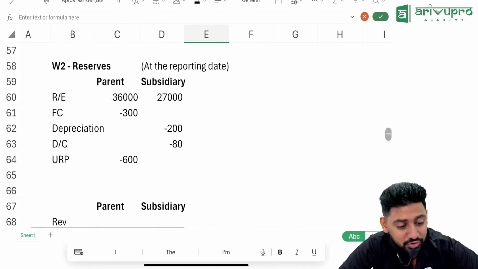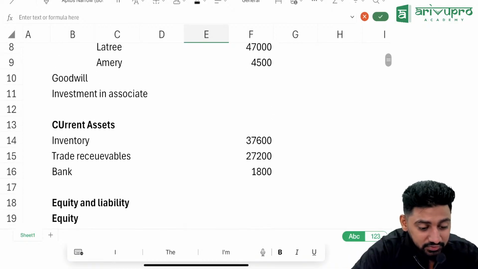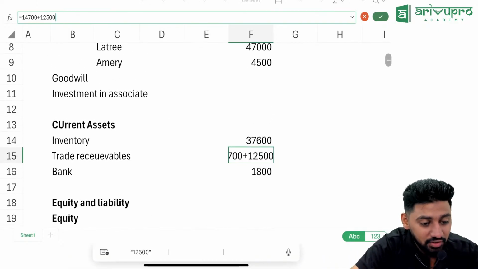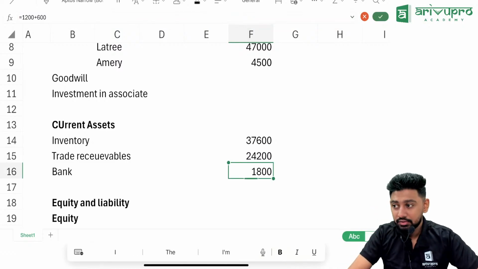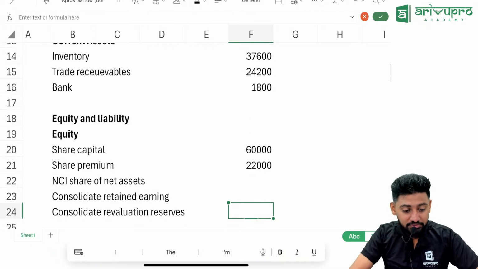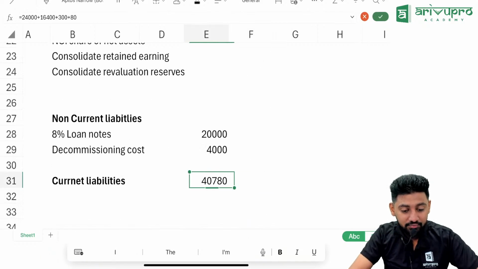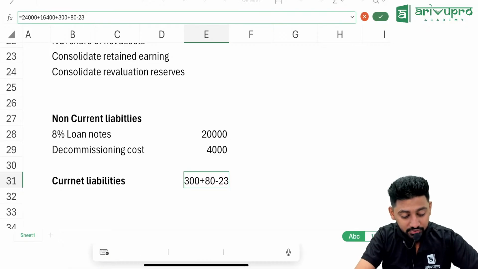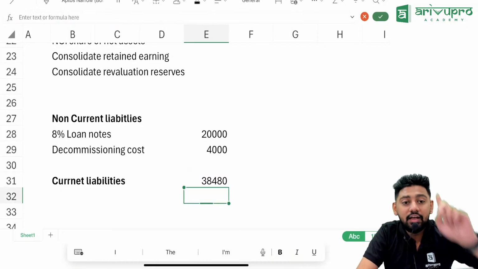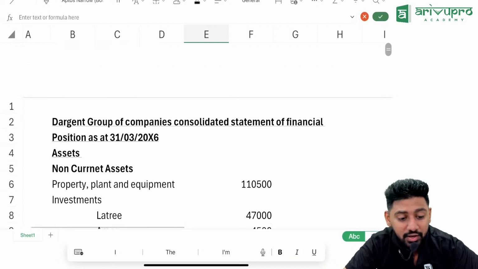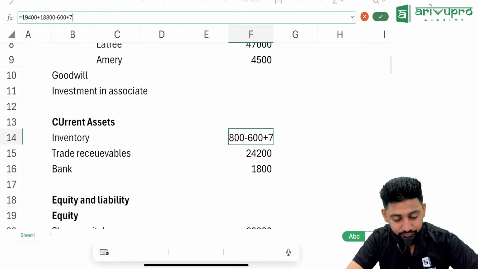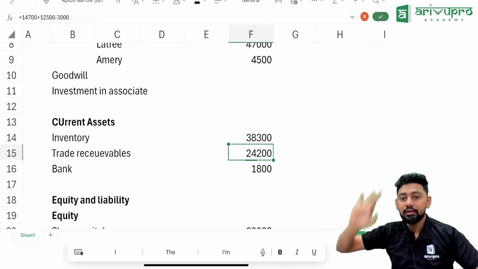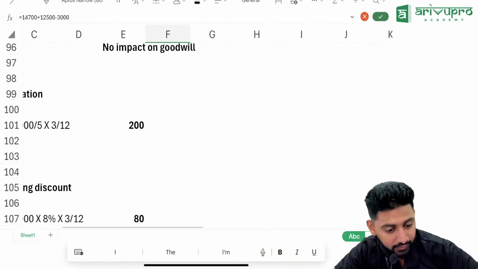What do we do? We go to the top. Current assets, trade receivables. How much should I deduct? Minus 3000. Correct. And then what do I have? Trade payables. How much should I deduct from my current liabilities? Minus 2300. And then I have goods in transit. They have not added it, so I'm going to add how much? 700. Done. But technically we are not done, guys.